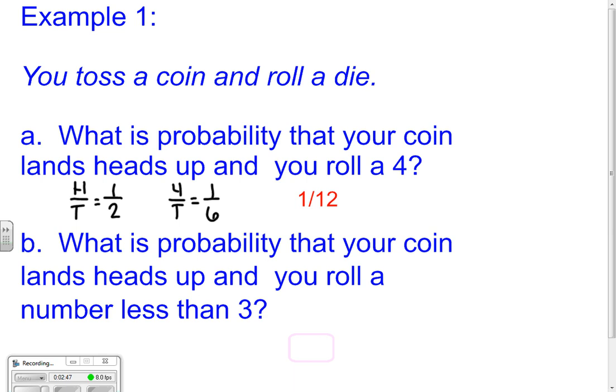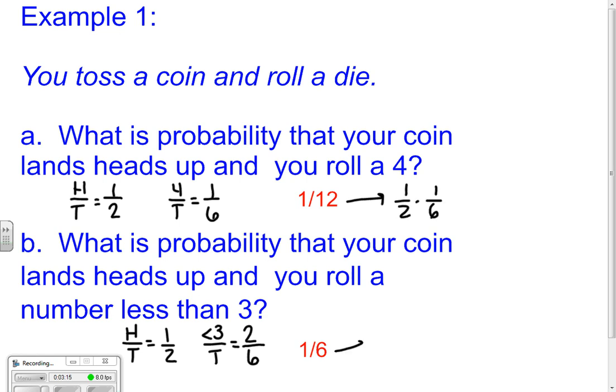Letter B, the probability that your coin lands heads up. So we'll do that one first. That's heads over total. That's still 1/2. And the probability that you roll a number less than 3 over total. There are two numbers less than 3, just 1 and 2. And the total there would be 6. So you want to multiply 1/2 times 2/6. Your final answer is 1 over 6. Just to clarify, to get this answer, I did 1/2 times 1/6. To get this answer, I did 1/2 times 2/6.